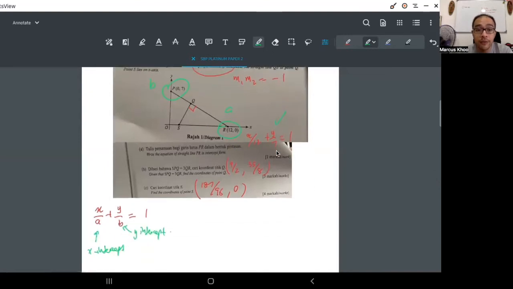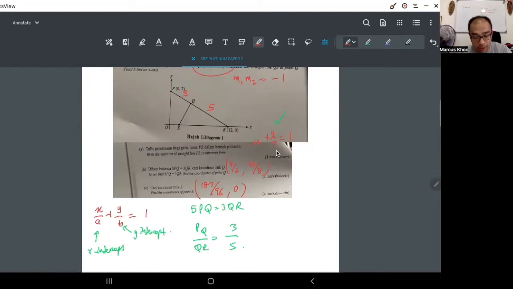Okay, given that 5pq equals 3qr. When we write this, 5pq equals 3qr, let me rearrange. So pq over qr equals 3 over 5. That means that pq is 3 parts and qr is 5 parts. So altogether there are 8 parts.